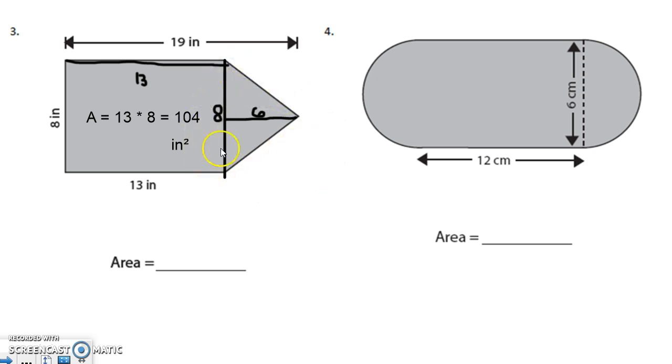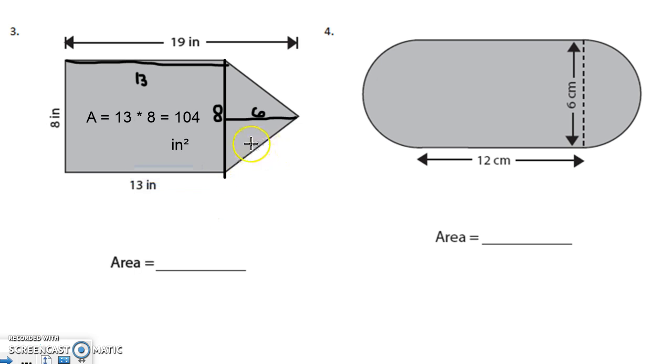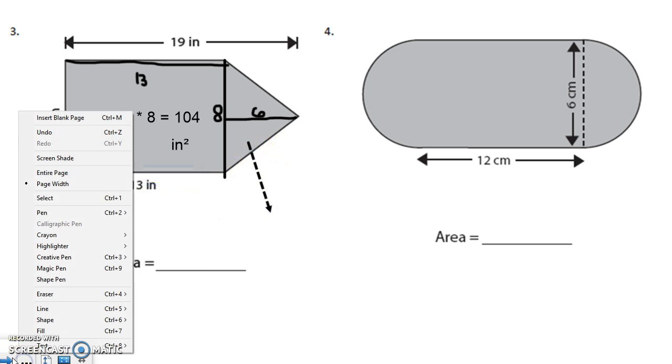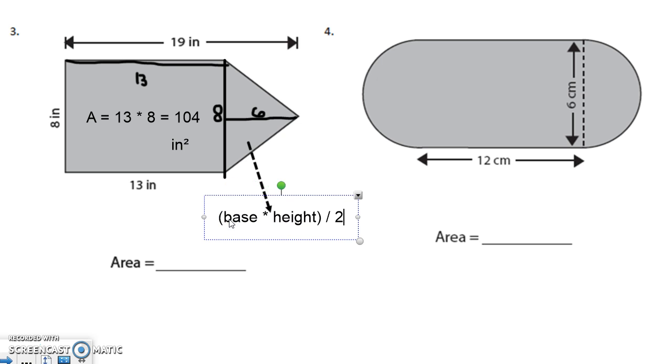And then I have this triangle here. So remember, to find the area of a triangle, so I'll do that down here, we do the base times the height divided by 2. So I'm doing base times height divided by 2. The base is 8, because that's the bottom of my triangle, and my height is 6. That's how tall it is. So I'm going to do 8 times 6, divide that by 2. So 48 divided by 2 is 24. So my area is 24 square inches.